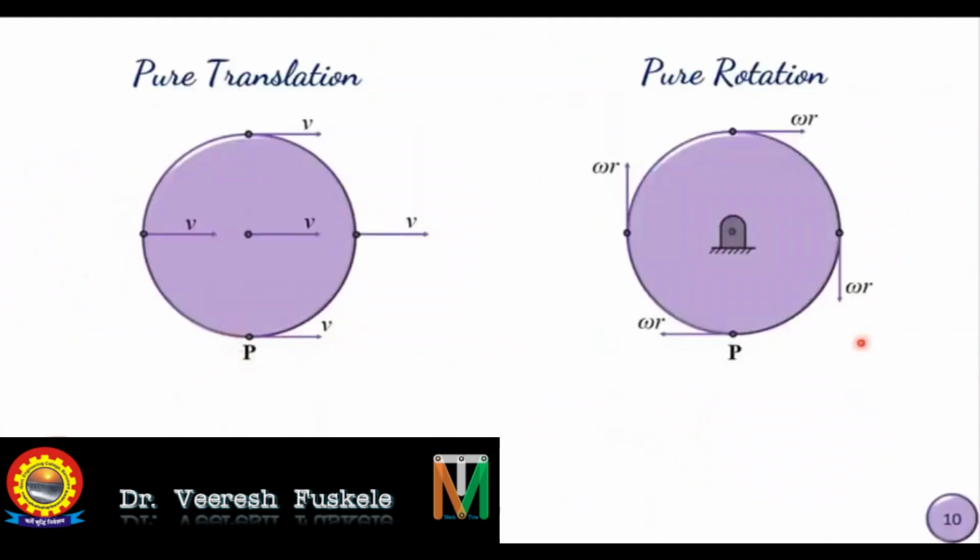At point P, you can see in pure translation the velocity will be v, and in pure rotation the velocity will be omega r. And if pure rolling is taking place, then at point P, or at the point of contact, these two velocities should be equal. Otherwise slipping will take place. So in pure rolling, this velocity vector of pure translation and this velocity vector of pure rotation will cancel each other.